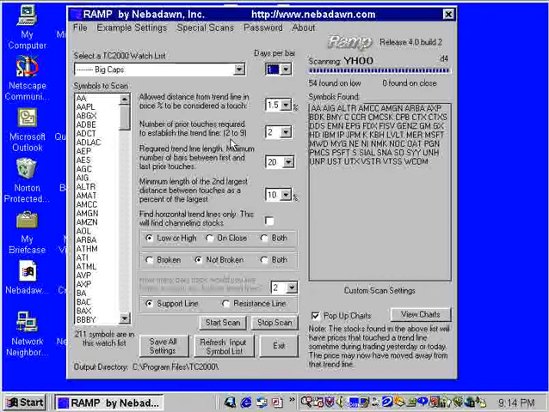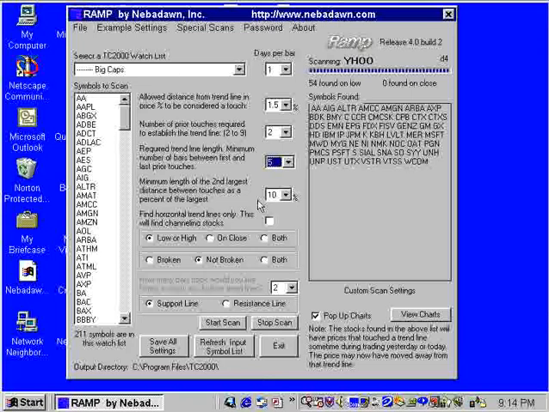The number of prior touches required to establish a trend line, I'll leave this at 2 prior touches. Now remember, we're going to do a breakout scan. And so I'm looking for a stock in this case that has come up against resistance 2 times in the past and is now up for the 3rd time. So I'll leave that at 2. The required trend line length, minimum number of bars between first and last price touches. For this scan, I think I'll set that to a minimum. Maybe I'm looking for a very, very short-term breakout.